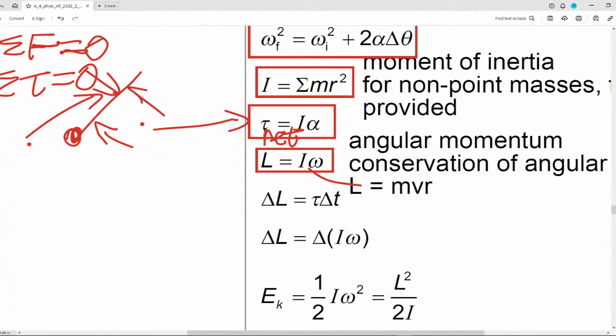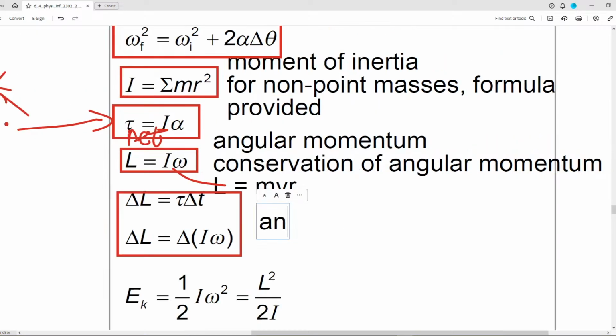The rest should be pretty similar in that this is just angular impulse and changing angular momentum. Both versions, torque times time or change in angular momentum, are angular impulse. Nothing much to say here. It's angular momentum except changing.